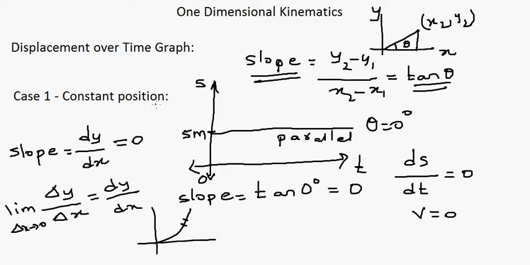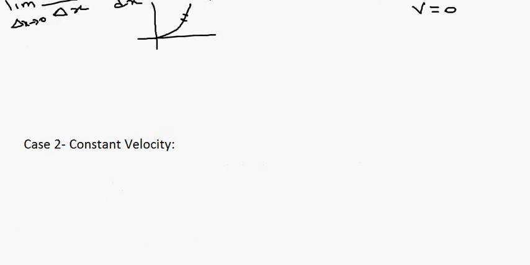And we actually know that because our position is constant. As the position is constant, there is not going to be any displacement. That is, delta s is equal to 0, so delta s over delta t is equal to 0. Hence, velocity is 0. So in essence, when there is constant position, the velocity is 0, and the graph is just a line parallel to our time axis.